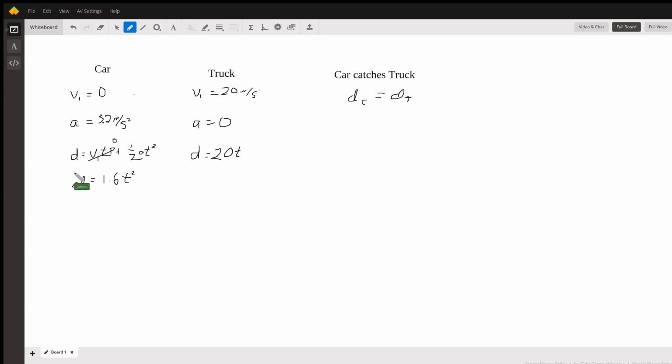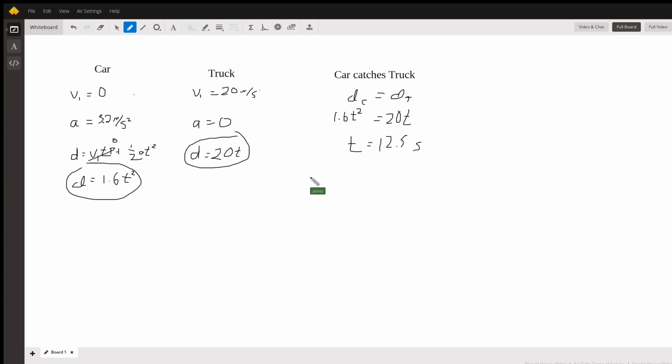So let's make these two expressions, 1.6 times t squared, and 20 times t, equal to one another. 1.6 t squared is the distance traveled by the car, and 20t is the distance traveled by the truck. And when those are equal, then the car has caught the truck. And we do a little bit of algebra here. We find that time is 12.5 seconds.